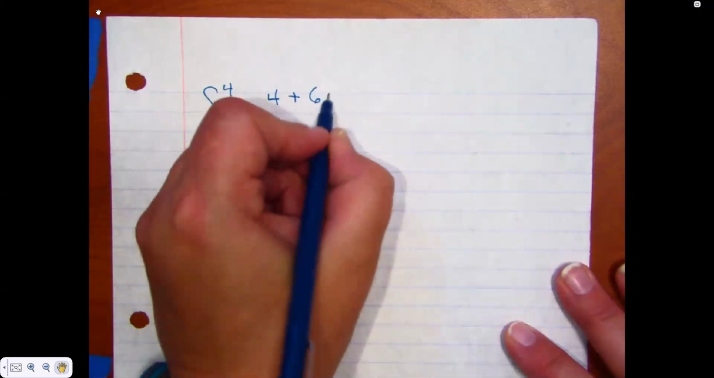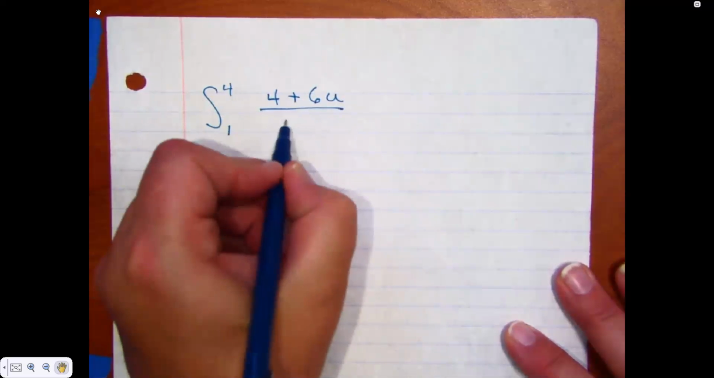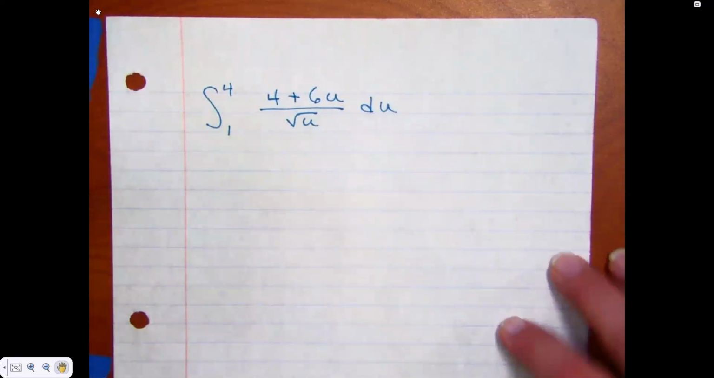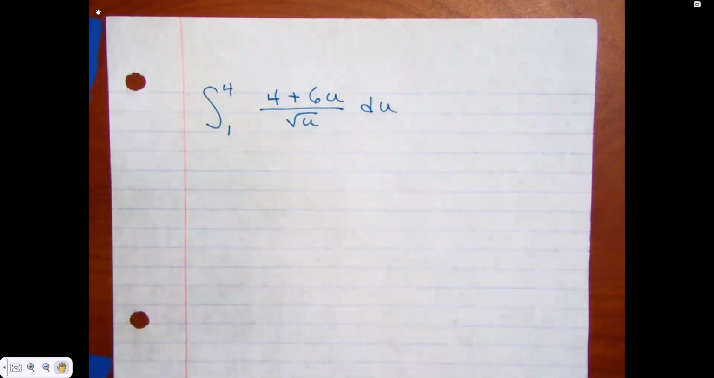All right, let's try another one. Let's do the integral from 1 to 4. It's a fraction. 4 plus 6u over the square root of u, and then du. We're going to be working with u's a lot, so it's maybe a good habit to see some u's come up.